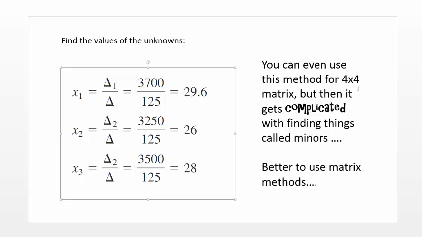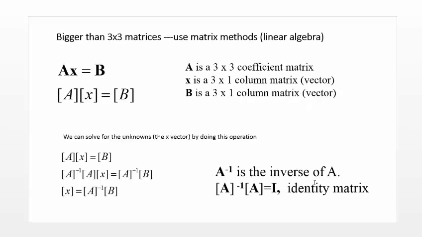You can even use this method to go to a 4x4 matrix, but if this process wasn't ugly enough, you'll find out it gets really ugly and complicated, and you'll have to find these things called minors, and it's just a great big numerical housekeeping problem. So at this point it's better to use matrix methods. So the first thing you do, I'm going to do a little background on the matrix method, is write your matrices in matrix form.